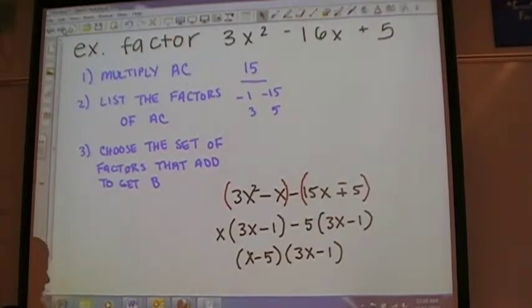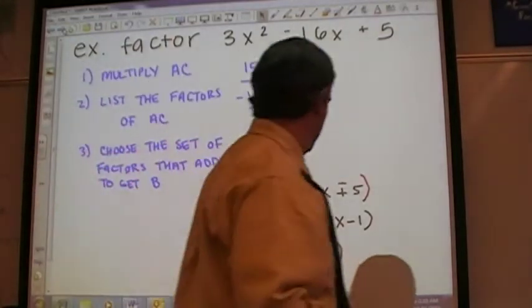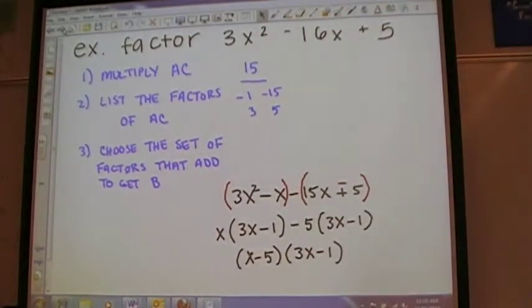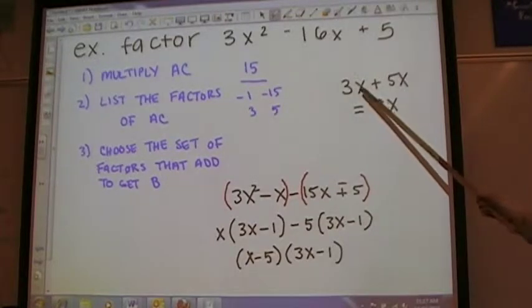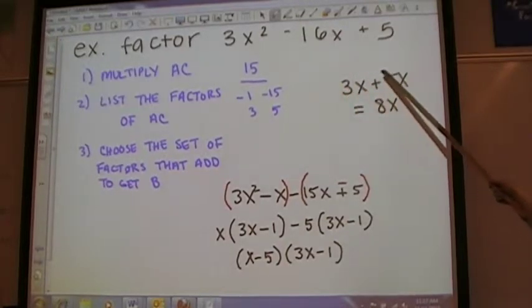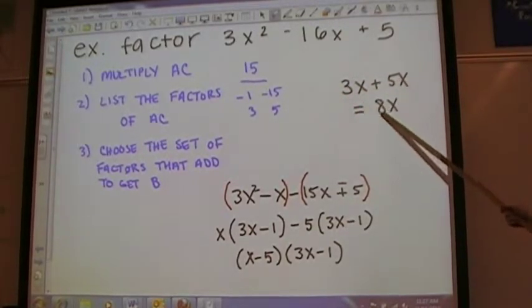All right. Now, let's stop there for a second before we get to the next step. If I gave you 3x plus 5x, how do you simplify that? What is 3x plus 5x? 8x. Why? What are you doing? Combining like terms. Very good. Your like term is x, so you just add the coefficient in front, 3 and 5 is 8.